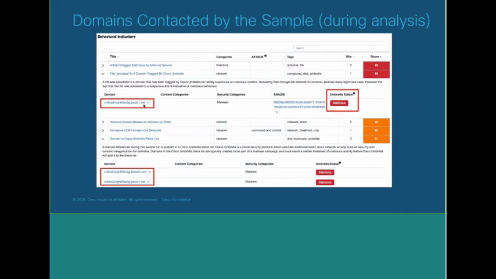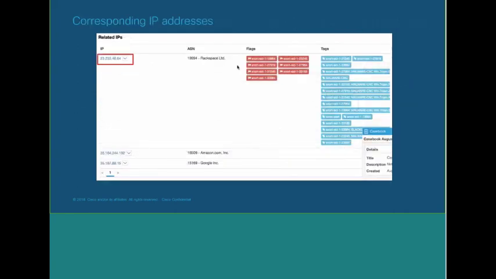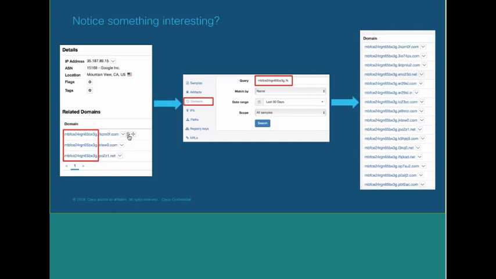What else can we find out about this domain? Well, we can click through to it in Threat Grid, and it's going to show us that it's hosted at this IP address, which has been flagged a bunch of times by Snort signatures of various kinds, and it's been tagged with some additional Snort signature names as well. It's found to be hosting multiple other domains.